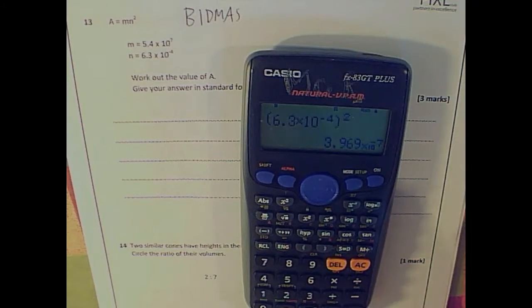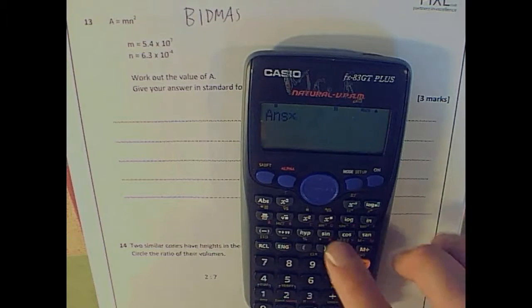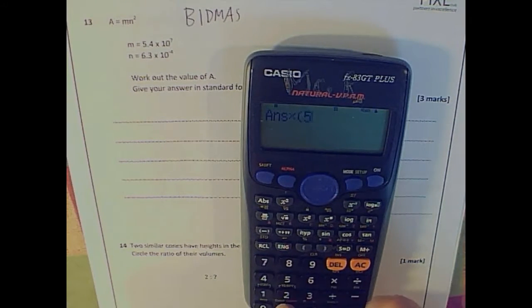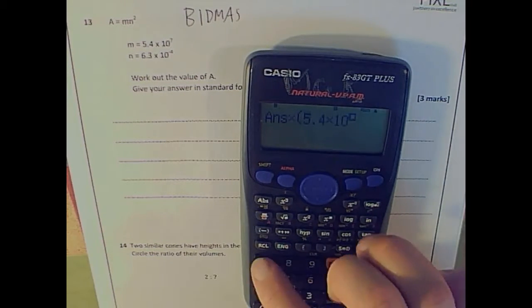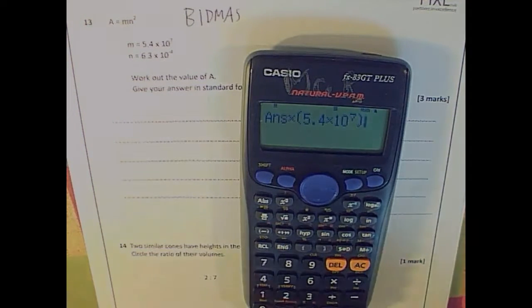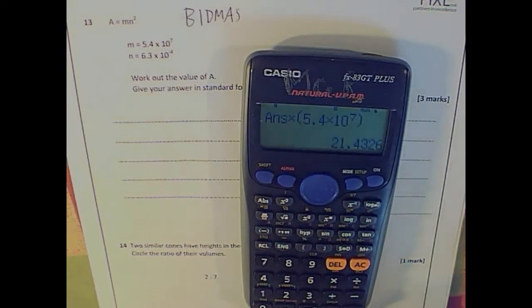I'm now going to times that by m. So times by, and I'm going to put this in brackets as well: 5.4 times 10 to the 7. It's just neater to have it in brackets, because all of that is what m is. Okay, so that gives me 21.4326.